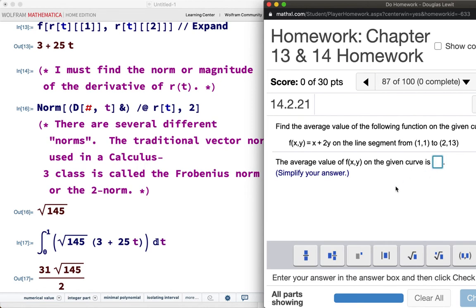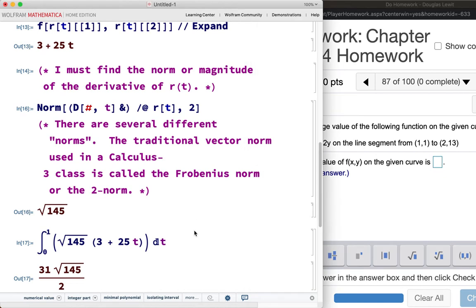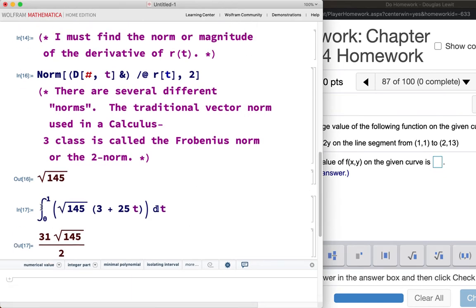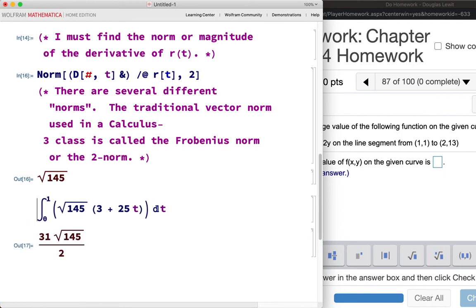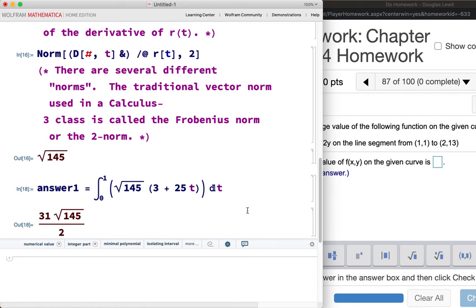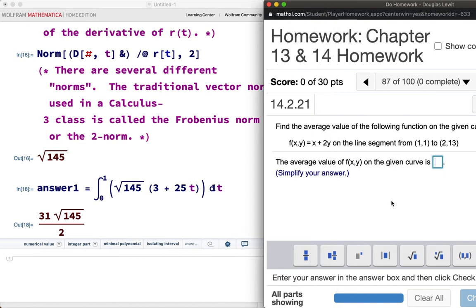Oh, and you know what? There's one thing that I forgot to do. Pearson will not accept this answer because this is a partial answer. Hold on one second. Answer 1 is equal to, I have to take this value, 31 times the square root of 145 divided by 2, and I have to divide it by the length of this curve.